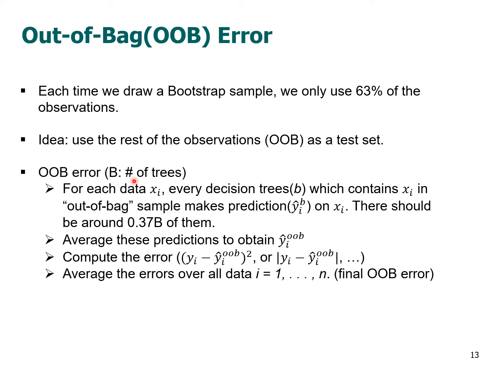Then you repeat this for every data point. The errors for all data points are combined, and you compute the average of the total error. That is the final estimate of the OOB error for the random forest.